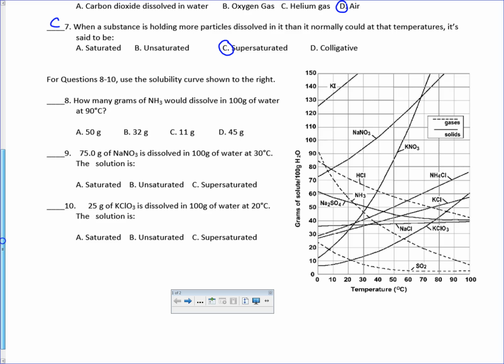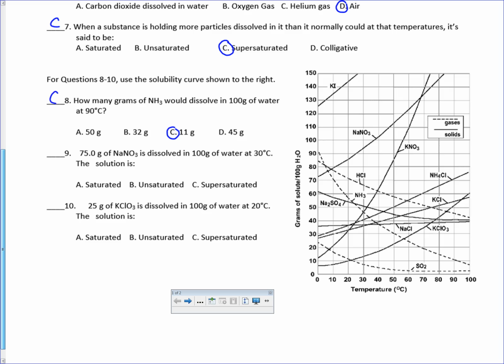And so we're looking at how many grams of NH3 are able to be dissolved in water at 90 degrees Celsius. So we find 90 degrees Celsius, we go up to the NH3 line, that is this line right here. Okay, and so if we find that point, it looks like something like 11 grams would dissolve in there. So it is C.